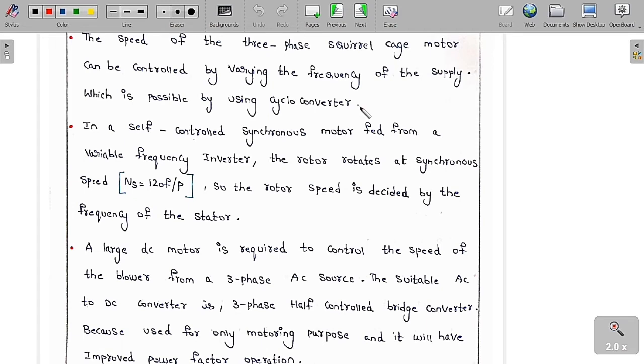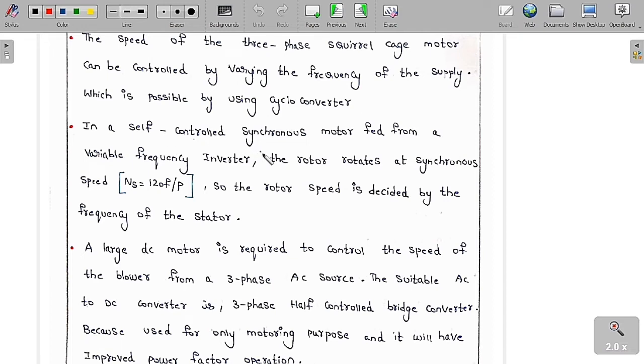So if you vary the frequency input to a squirrel cage induction motor, you can control the speed of the induction motor because Ns is equal to 120f by P. As f changes, Ns changes. As Ns changes, Nr changes. So we can say that the speed of the three-phase squirrel cage motor can be controlled by varying the frequency of the supply. It is possible by using a cycloconverter.